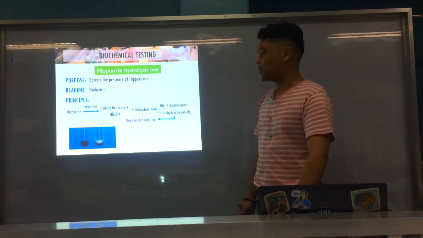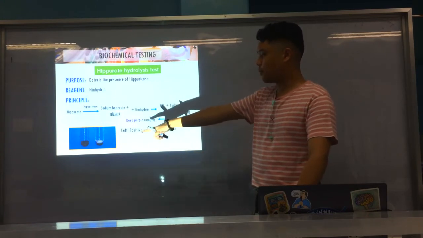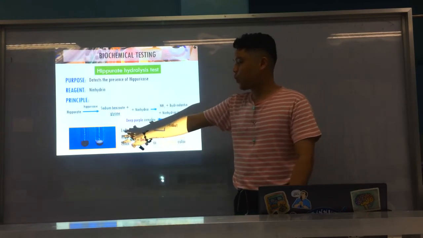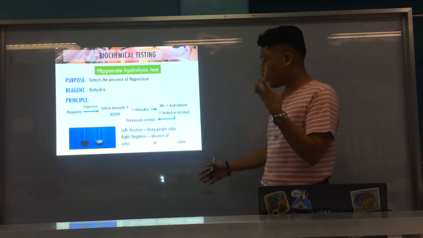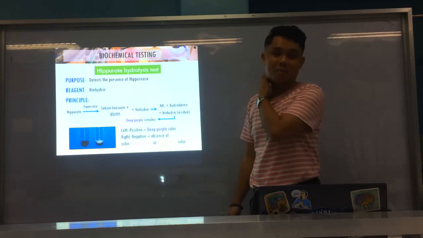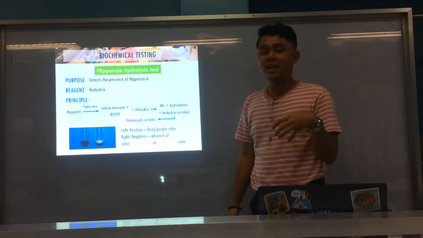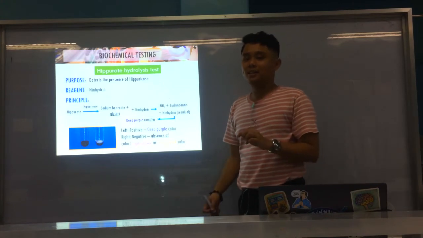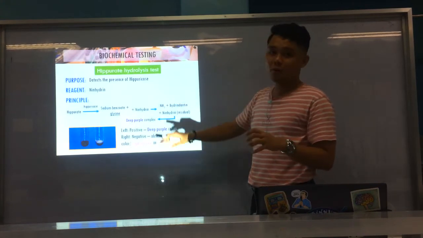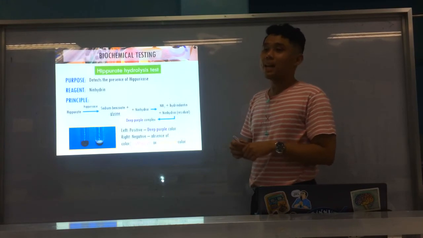So here's the positive, deep purple. Negative is absence of color, or a slight purple or yellow-pink. Basta gani, deep purple is positive. So again, the reagent is ninhydrin and it detects the enzyme Hippuricase. Now again, if positive among gram-positive cocci, it's your Strep agalactiae.